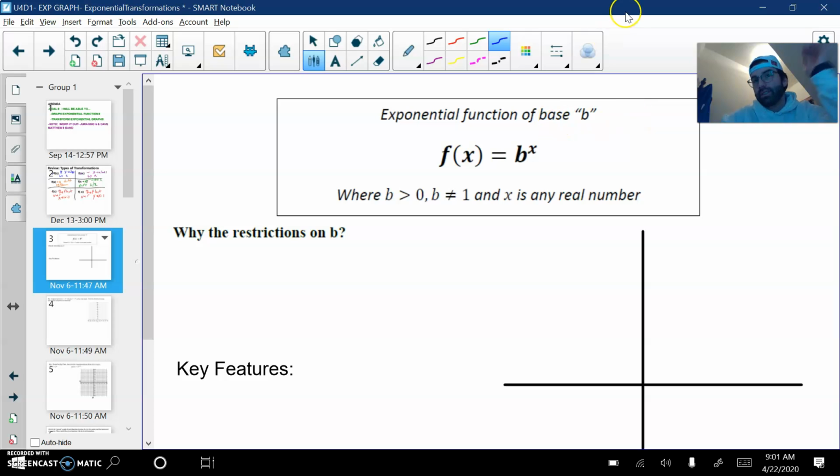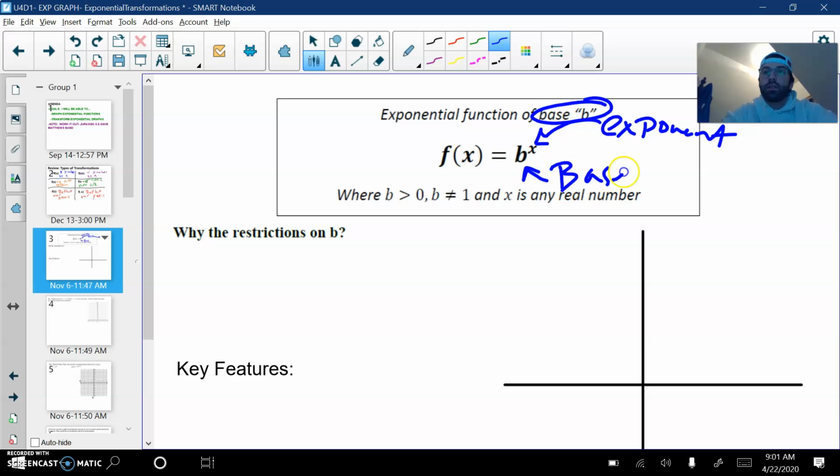All right. So we're talking about exponential functions. Remember, in an exponential function, the x right here is our exponent. We refer to b as our base, and we call that b, just like it says. b is greater than 0, where b does not equal 1, and x is any real number.